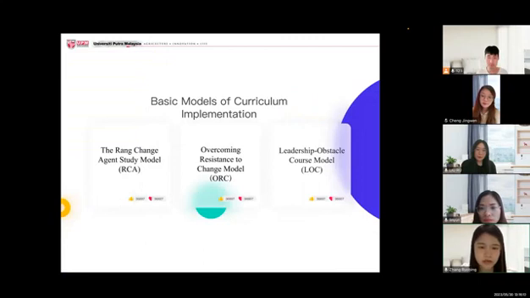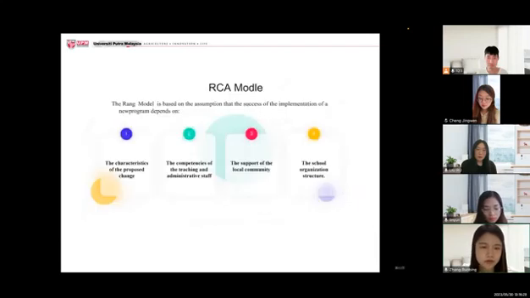First, we recognize 3 basic models of curriculum implementation: the change agent research model, the overcoming resistance to change model, and the leadership varied curriculum model. Next page. The achievement of successful RCA model implementation depends on 4 points, which requires 3 steps to accomplish. Next page.